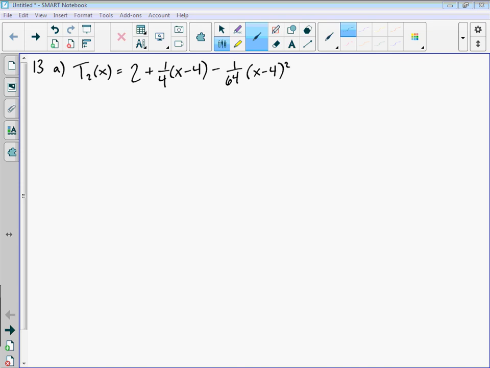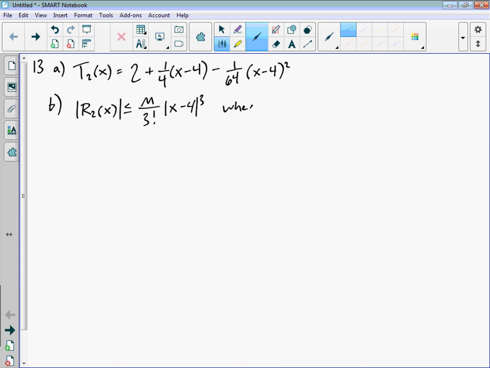Okay, so 13a we got there. 13 part B, we're going to be using that error piece. So let's start writing that. I know we wrote this yesterday. So it was r sub 2 of x is less than or equal to m over 3 factorial, right? And then absolute value of x minus 4 cubed.